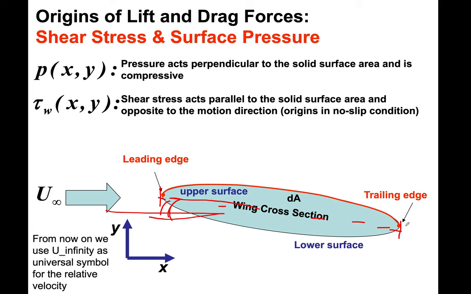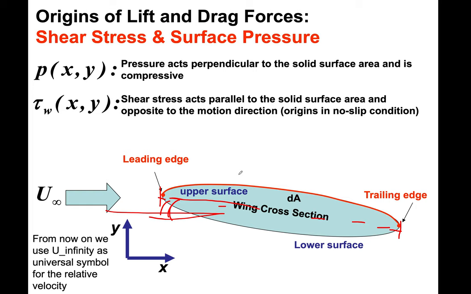You have a leading edge, you have a trailing edge, you have an angle of attack that is made between the chord line and the incoming flow direction, and you have the orthogonal coordinate system x, y, and z. So in this particular case, we're looking at the x, y plane. So our cross section is in the x, y plane, but we could be looking at a y, z, or an x, z easily.